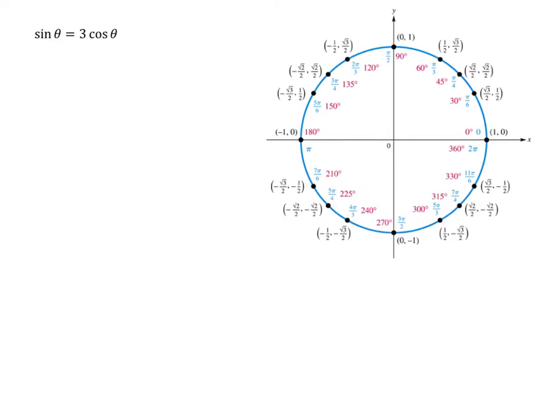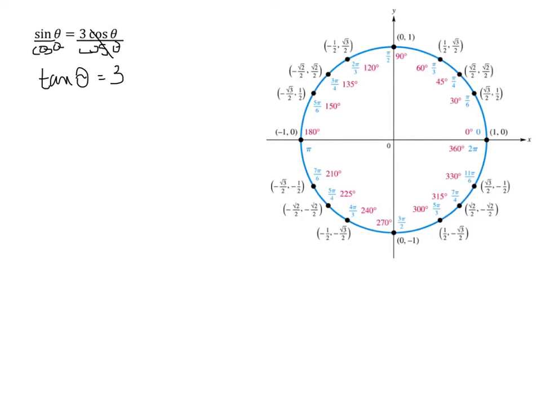So let's take a look at the first problem. We are going to solve for theta, which means that if I'm putting anything into my calculator, it will need to be in degree mode. I need to get theta all on one side of the equation, so I will divide by the cosine of theta on both sides. And I know that sine over cosine is equal to tangent. So tangent of theta is equal to 3.